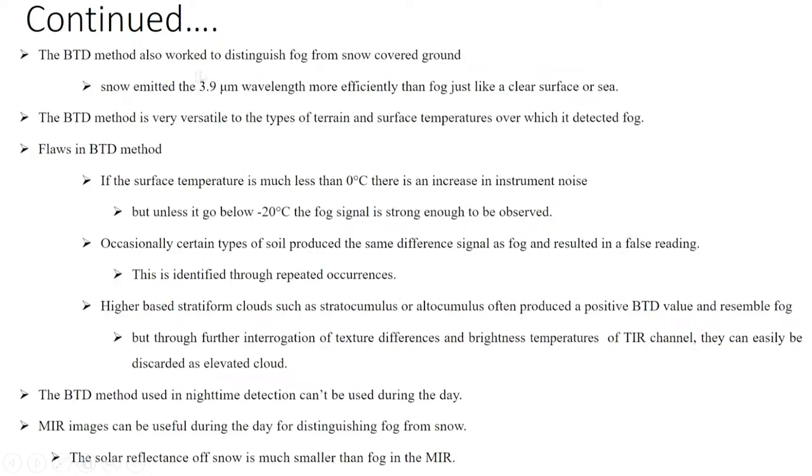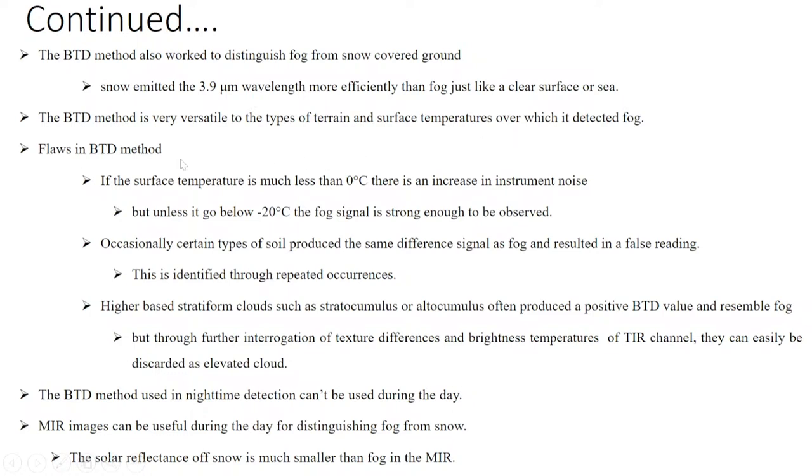Right, so this method has also worked to distinguish between fog and snow, right? Because emissions from the snow are also very high. If the emissions are high in the mid-IR channel, we won't get the positive difference, so that is removed. And this method is very versatile with respect to the type of terrain and the surface temperature over which it detects the fog. It means that whether fog is formed over vegetation or any other land feature, or the temperature of the surface may vary, this method is able to detect it.